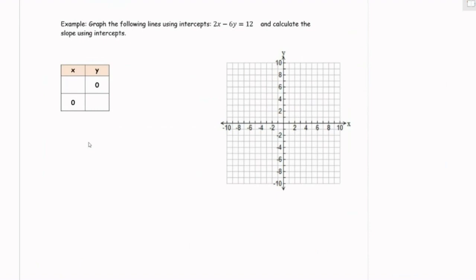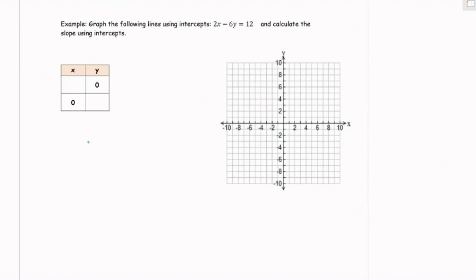Now, the reason why slope y-intercept form is mainly used is because it's very easy to graph from. But there are moments when we can take a standard form equation of a line and also graph it. So look at this example. It wants us to graph using intercepts. We have 2x minus 6y equals 12. So let's set up our chart, our table of values, so we can calculate the intercepts.